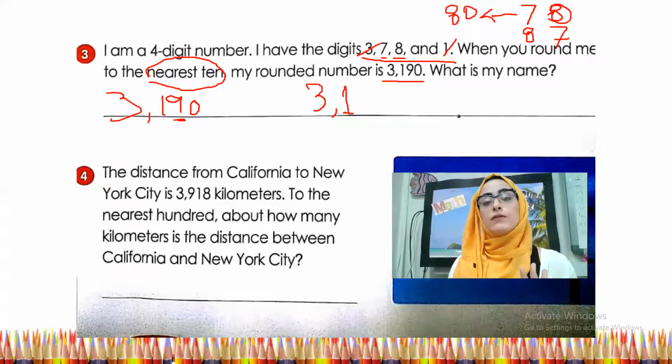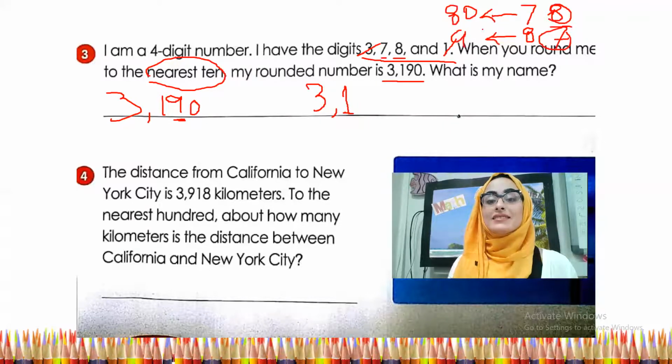Okay, let's see the other option. Here 7 is strong, so round it up and give the 8 one more. So the 87 will be what? 90. So what is my number, 90 or 80? It's 90. So which shall we choose? Excellent, the second option. It's 87.